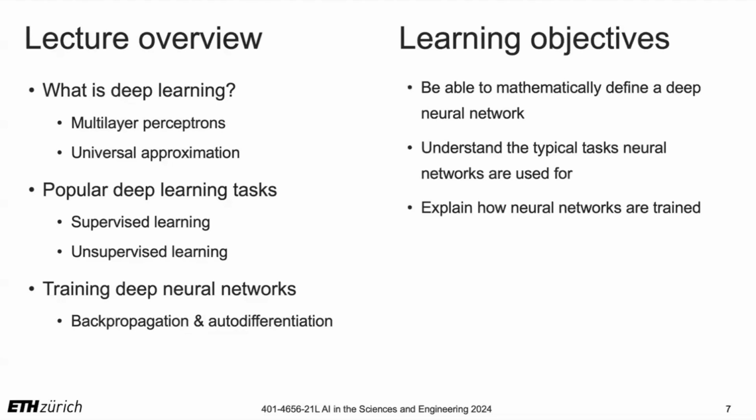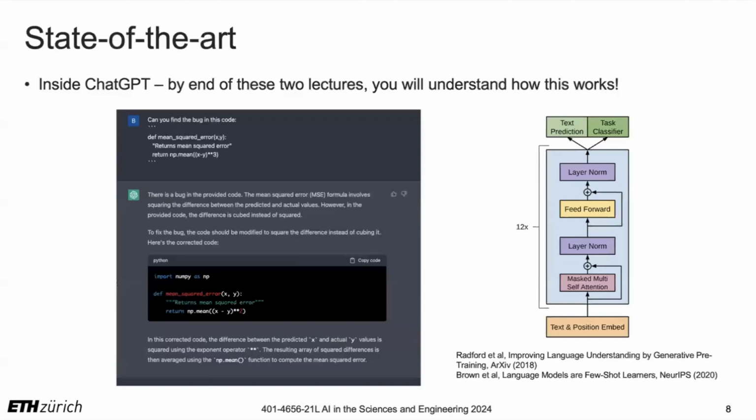So by the end of the lecture, hopefully you'll be able to mathematically define what a deep neural network is. You'll be able to understand the typical types of tasks that we use neural networks for, and explain how they're trained as well. And then by the end of these 2 lectures, I should have covered enough material that you'd be able to explain at a bit lower level how ChatGPT, this super popular model, or more generally how large language models are trained, and also the architecture that they use. And you should be able to understand how these work.